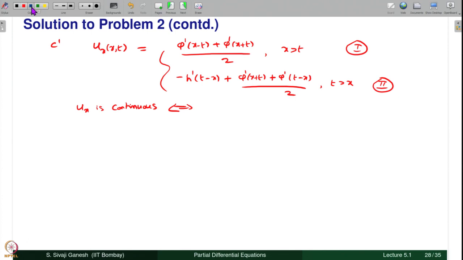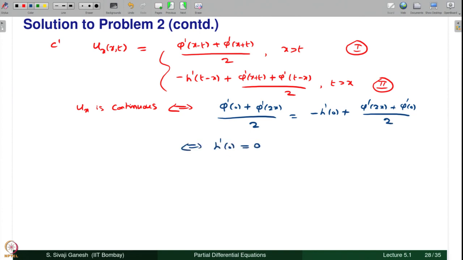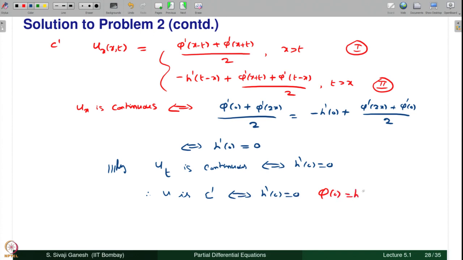if and only if the limits from both the regions 1 and 2 as we approach x equal to t coincide. So, what we have is (phi prime of 0 plus phi prime of 2x)/2 should be equal to minus h prime of 0 plus (phi prime of 2x plus phi prime of 0)/2, and this happens if and only if h prime of 0 equal to 0. Similarly, u_t is continuous if and only if h prime of 0 is 0. So, the same compatibility condition. Therefore, u is C^1 if and only if h prime of 0 is 0 and phi of 0 equal to h of 0.